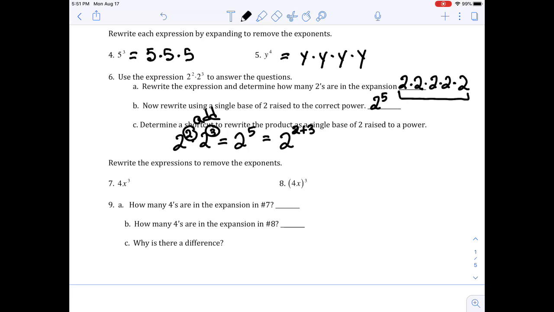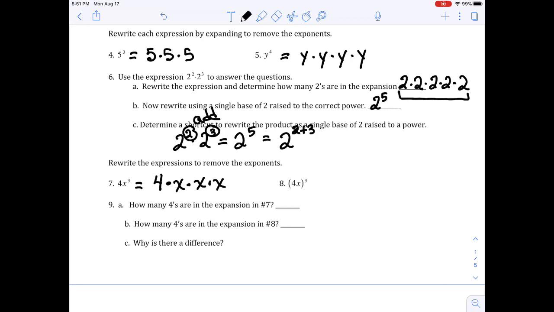Rewrite the expressions to remove the exponents. So 4x to the third, if we're going to remove the exponents, the 4 in front of the x cubed always indicates multiplication. That 4 is called the coefficient of the term. So this is 4 multiplied by x, and that x is going to be used as a base 3 times because of the exponent of 3.